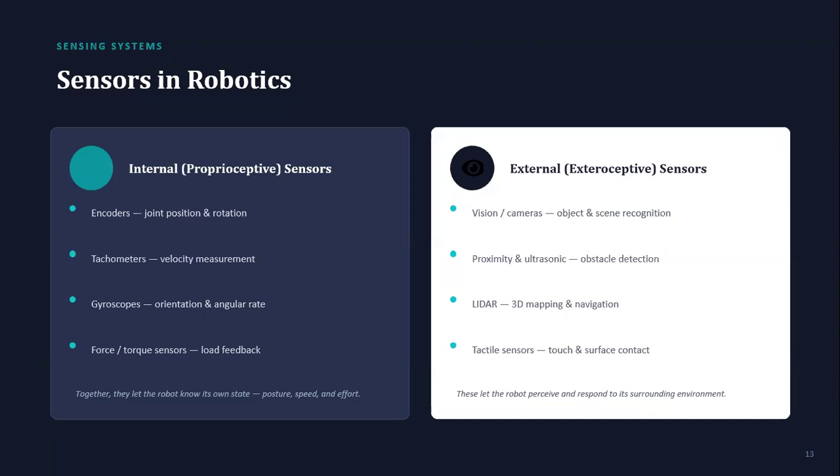Let us understand how sensors play a major part in robotics. Sensors are the main integral part of a robot. Internal sensors measure position, speed, orientation, and applied forces. External sensors include cameras, ultrasonic sensors, lidar, proximity sensors, and tactile sensors. Together, these sensors allow robots to understand both their internal condition and the surrounding environment, enabling intelligent decision making.